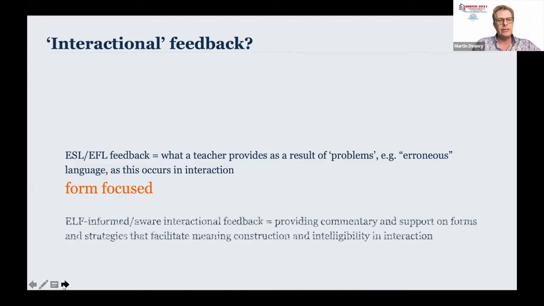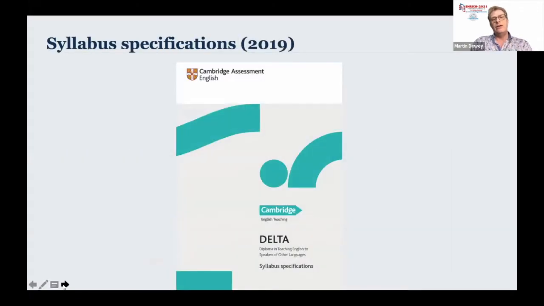By contrast, we could say that an ELF-aware, or ELF-informed, approach to feedback would be much more interaction focused. Here, the teacher should be providing commentary and support on forms and strategies that facilitate meaning construction and intelligibility in interaction. So in the first conversation I showed you, you get a very form-focused orientation to language use, and in the second one, a much more interaction-focused one. I think the key question is, how do we develop teachers' awareness and, really importantly, teacher educators' awareness of what the second perspective entails, adopting this interaction-focused approach.